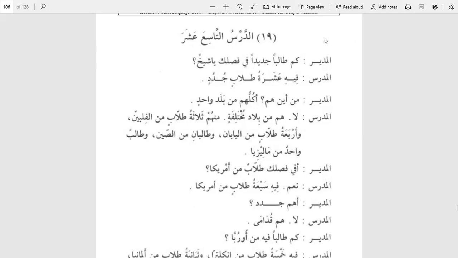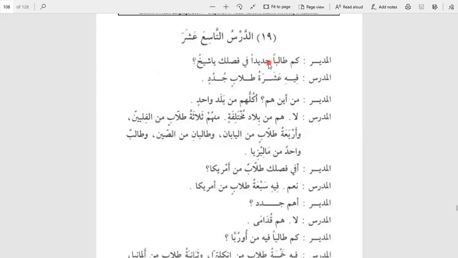We are continuing with our lessons and we are going to continue from where we left. We're starting a new lesson, lesson number 19, Dars Tasir Ashara. This is the 19th lesson of Madinah Book 1. We have been looking at various concepts and we're going to build on where we left: the conversation between Mudir and Daris, the principal and the teacher.